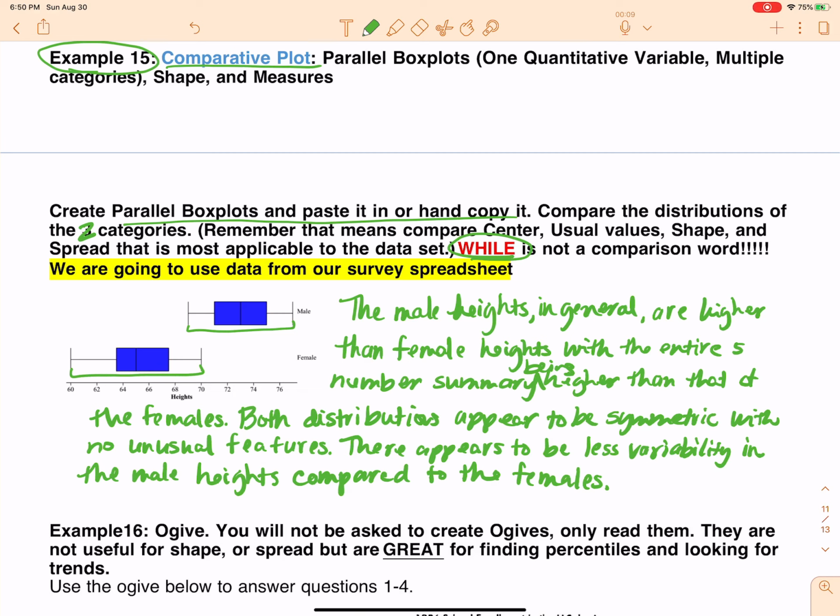There's a million different ways you could have written this and still gotten credit, so keep that in mind. I didn't use any specific values, and that's okay, but you could have. You could have said the male height median is about 73, whereas the female height median is much lower at 65, confirming the idea that overall male heights are greater than female heights. How you want to communicate it is up to you. You can get as flowery as you want to, as long as you make your point.